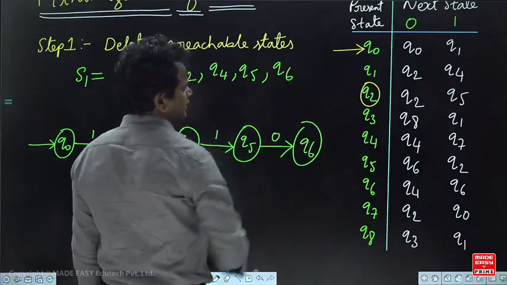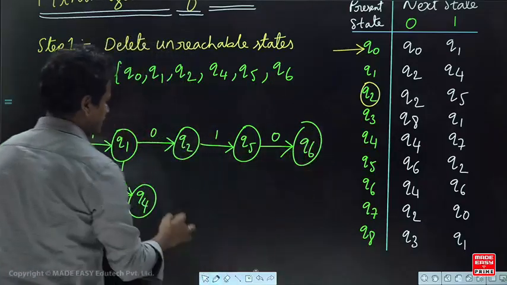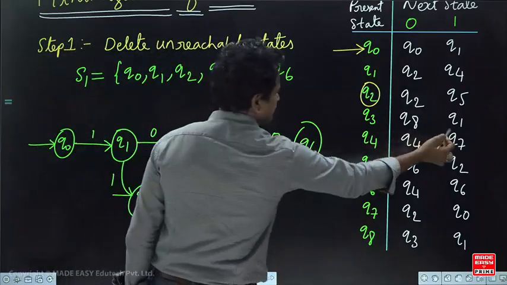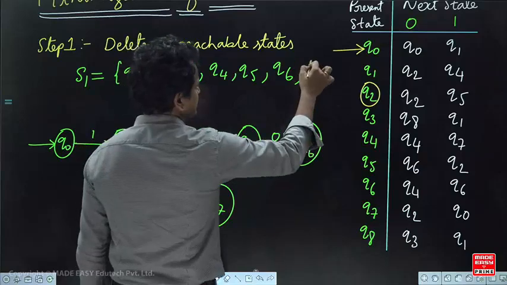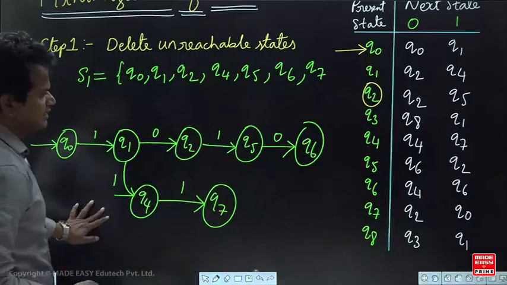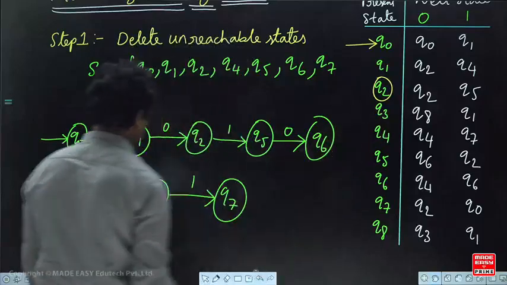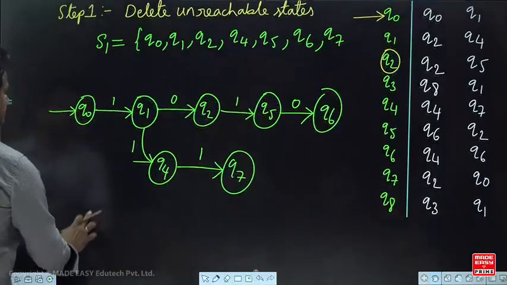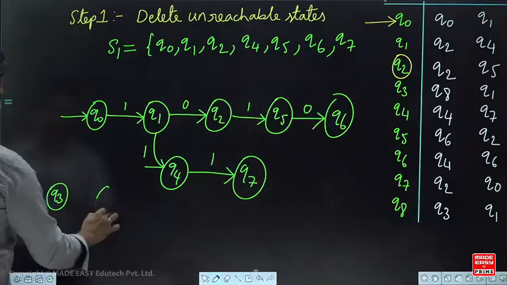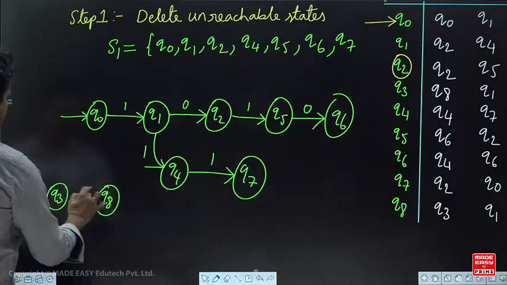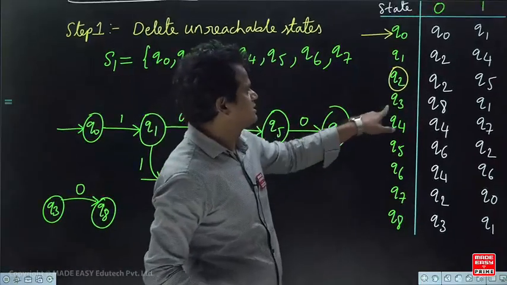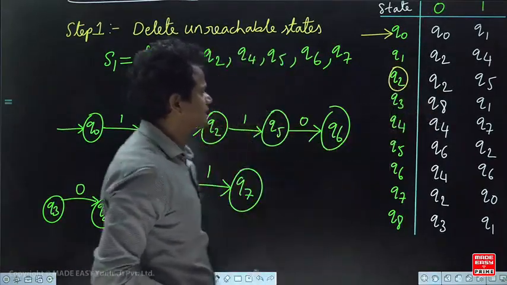Now Q7. How can you reach Q7? Q4 on 1. You can see Q4 on 1, so Q7 is also reachable. Now Q3. How can I reach Q3? Q3 or Q8. So look at this. Are you following? Q3 on applying 0, you can reach Q8. Q3 on 0, you can reach Q8.